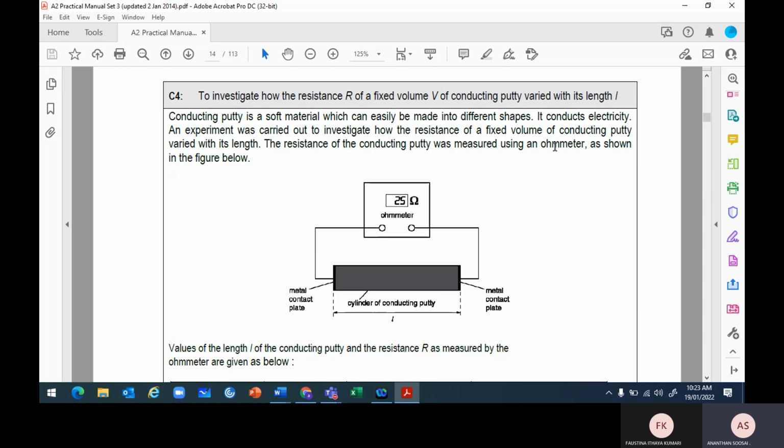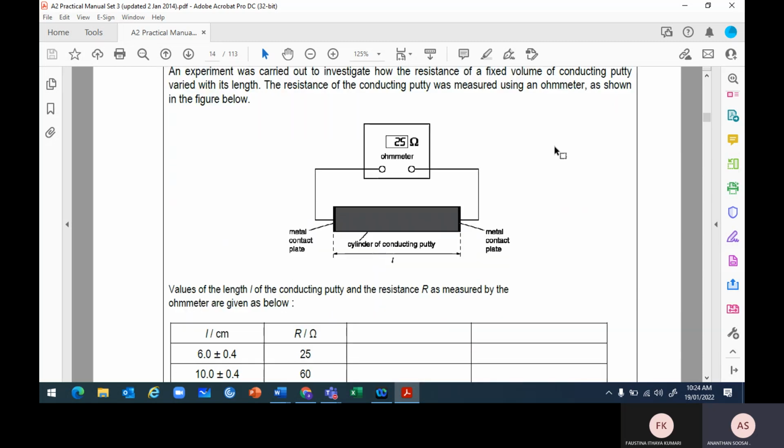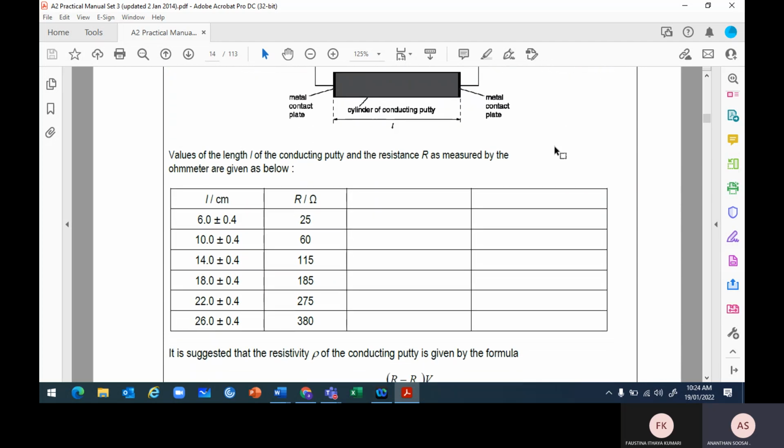40 minutes, real examination. In the real examination, the paper is 1 hour 15 minutes for 2 questions. You try to finish this question in half an hour, maybe 45 minutes for the next question, design. But today, because it's the first time you're doing it on your own, I give you 40 minutes. We stop at 12.5. Read question C4. Try to fill up the table.